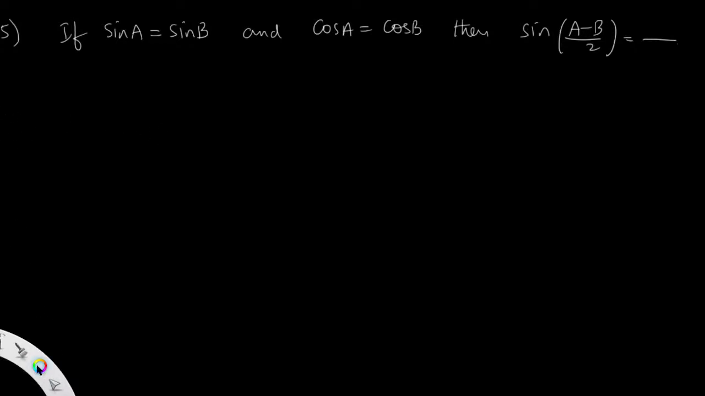So that is the question given like this. If sin A equal to sin B and cos A equal to cos B, then sin of (A minus B) by 2 equals what? Basic questions only. So whatever the conditions are given, you can take now. Sin A equal to sin B is given, so write it as one side, and cos A equal to cos B is given.